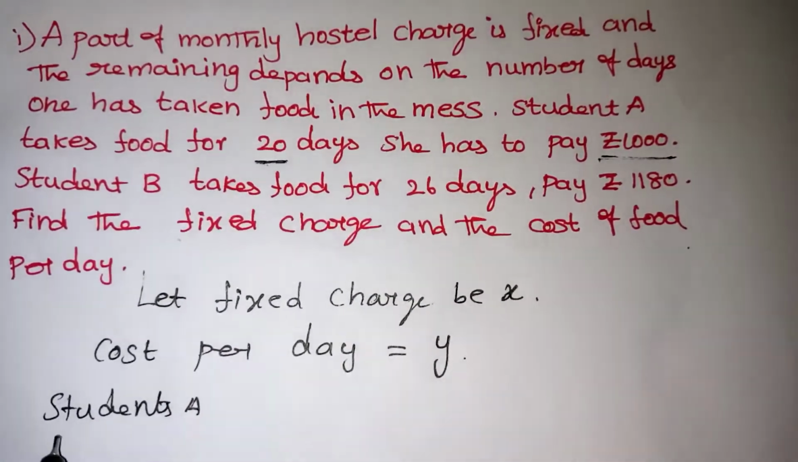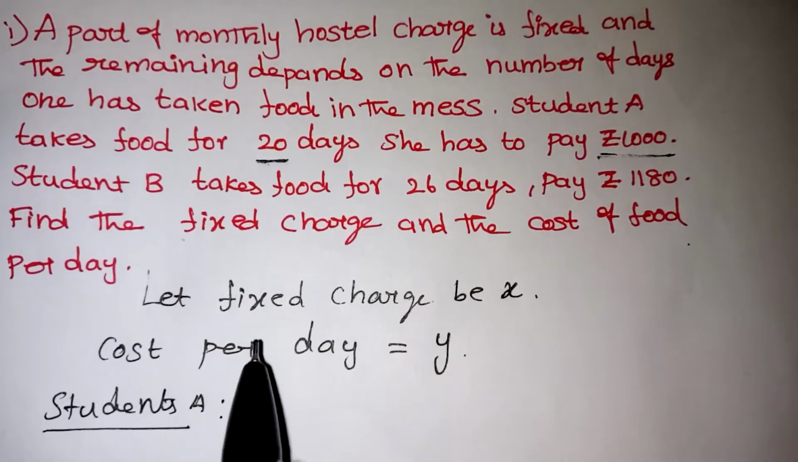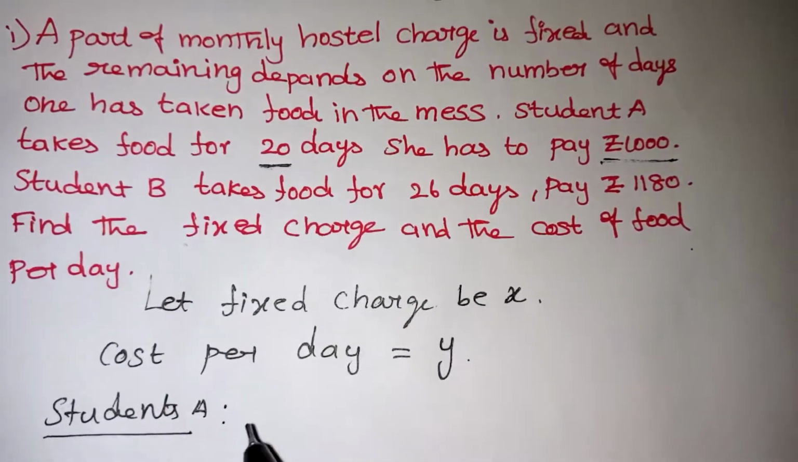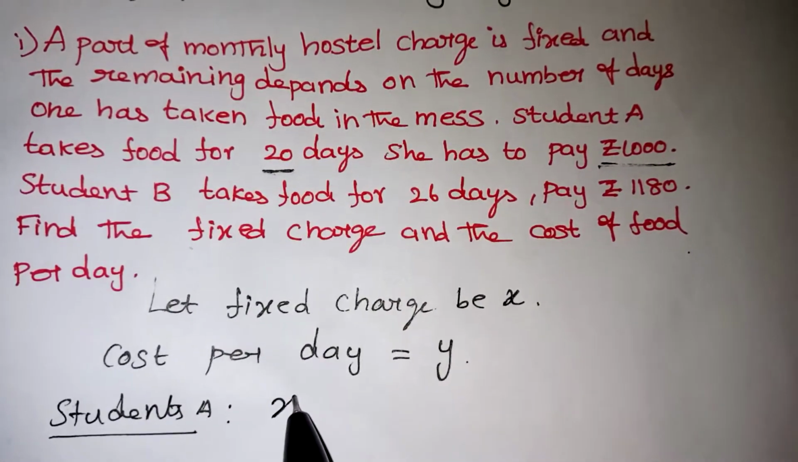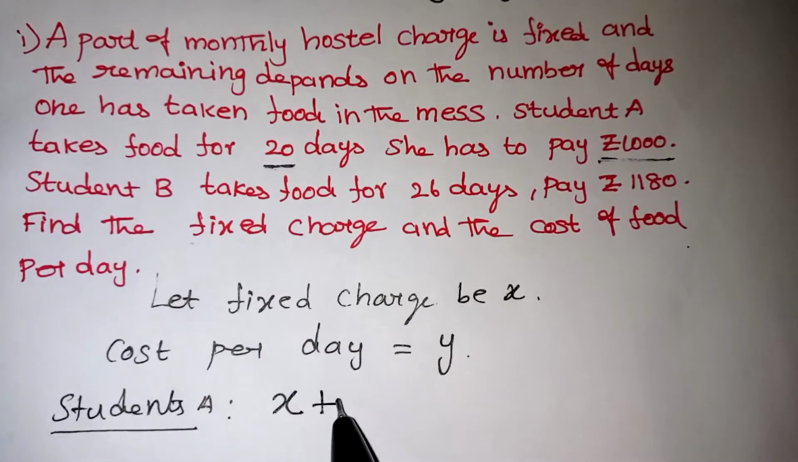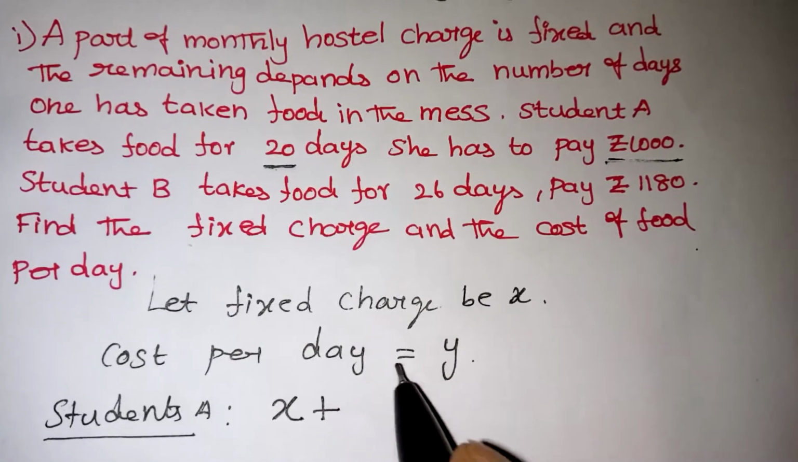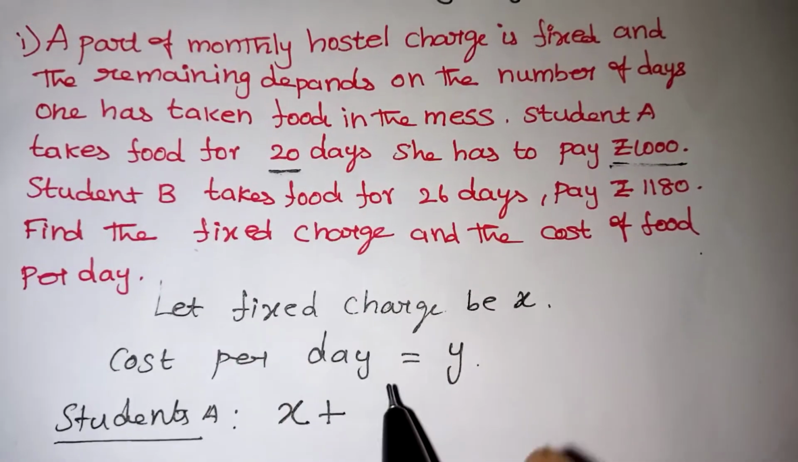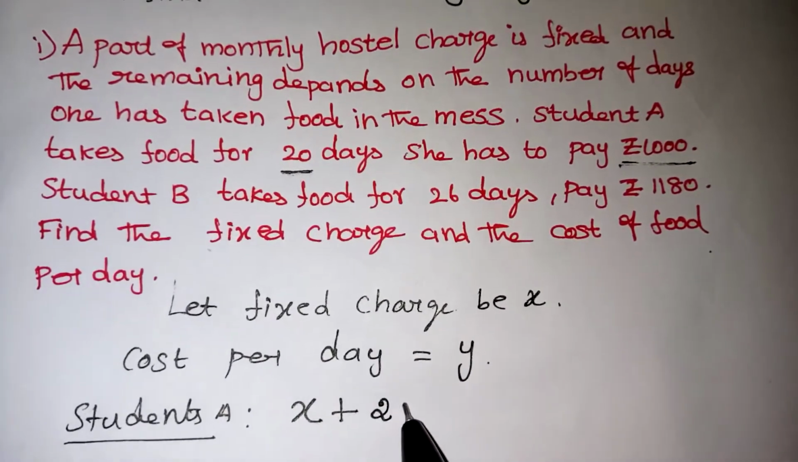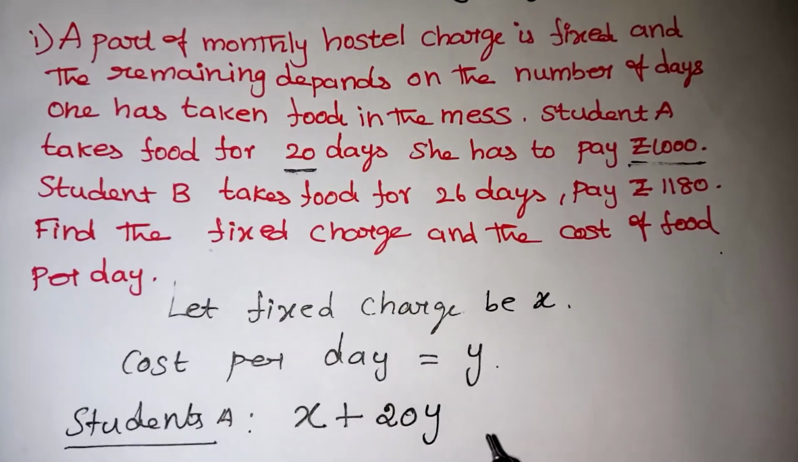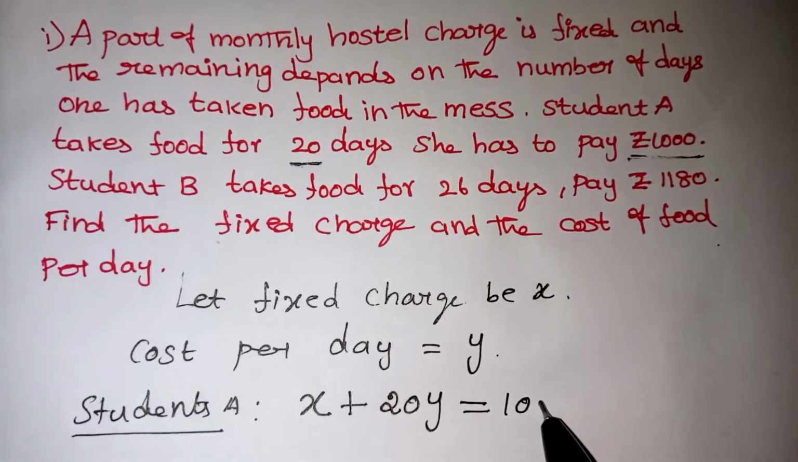That means student A has paid 1000 rupees for taking 20 days food. That means she has paid a fixed amount X rupees plus this is a per day Y rupees for the food. This is a food charge actually. How many days she has taken the food? 20 days. So that is 20 times Y rupees she has to pay. Totally she has paid 1000 rupees.